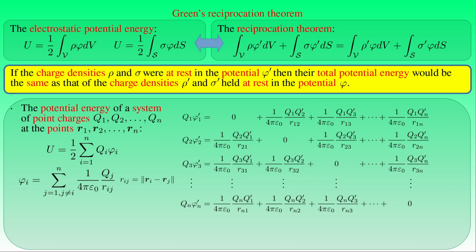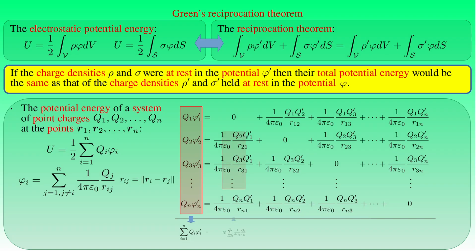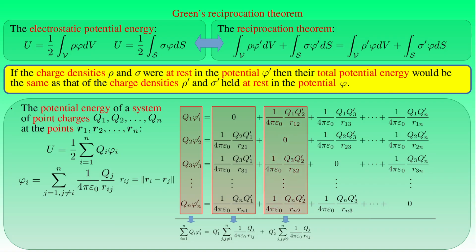Now we have equations where we can add the terms in each column separately. If we add the left-hand side of these equations, then we obtain the sum of Qi times phi prime i from i equals 1 to n. The sum of the terms forming the first column in the right-hand side gives Q'1 times the sum of 1 over 4 pi times epsilon naught, times Qj over R sub 1j from j equals 1 to n excluding 1. By summing up the terms in the second column, we have Q'2 times the sum of 1 over 4 pi times epsilon naught, times Qj over R sub 2j from j equals 1 to n excluding 2.